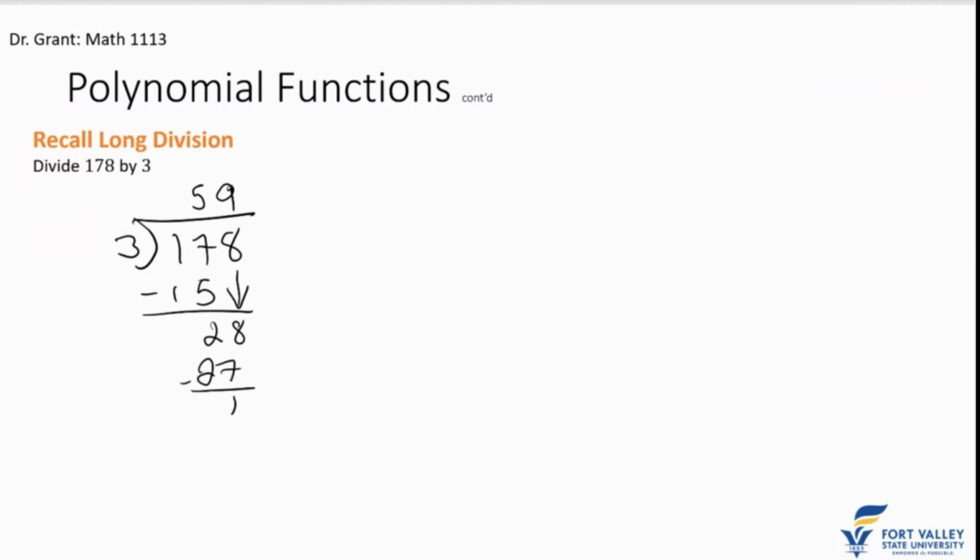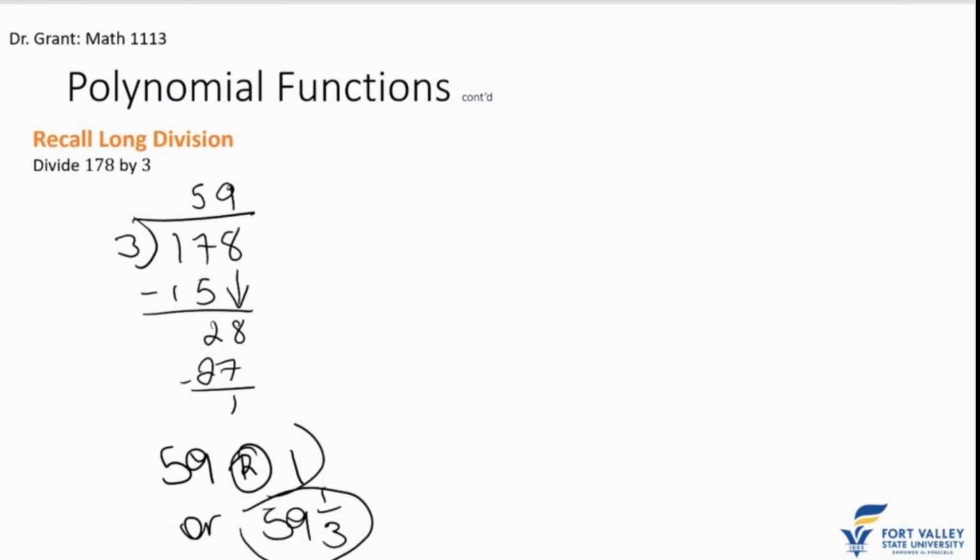So what does this mean? Or how do I write this answer? I don't know if you guys recall. You would say 59 remainder 1. Or you could say 59 and 1/3. Well, we wouldn't put a plus here. We'd just say 59 and 1/3. Either of these would work. Right? And that's your answer.